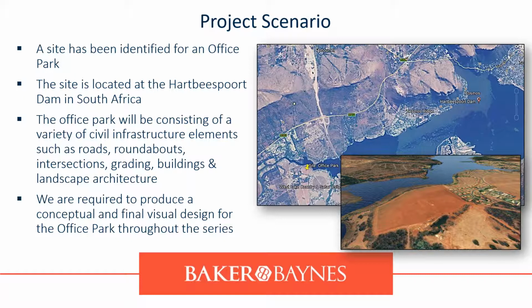As you saw in our previous webinar, we did roads, roundabouts, intersections, as well as gradings, but there's much more that's going to be added to it, namely buildings, landscape architecture, decorations, those types of things. In this series we are going to develop this office park from the conceptual stage right up to final visual design. We're going to be building on the same model, which makes it quite nice. So at the end, you're going to be really mind blown to see what you can actually visualize to portray design intent.